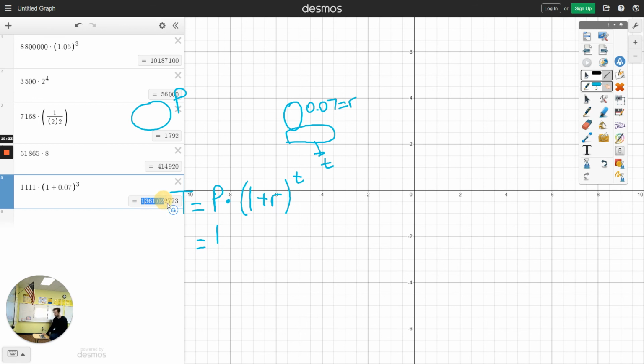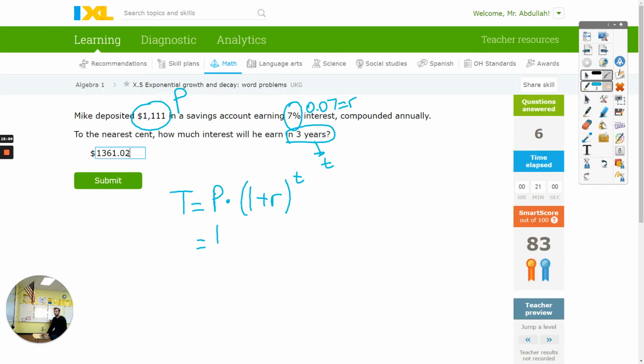It says to the nearest cent. That means you need 2 more digits after the decimal point. So that's the part that I'm copying. The next number is 2. So that means I do not need to round my number up. I'm not rounding it up because the third digit after the point is 2. It's not 5 or higher. So I don't need to round anything. That would be the answer.